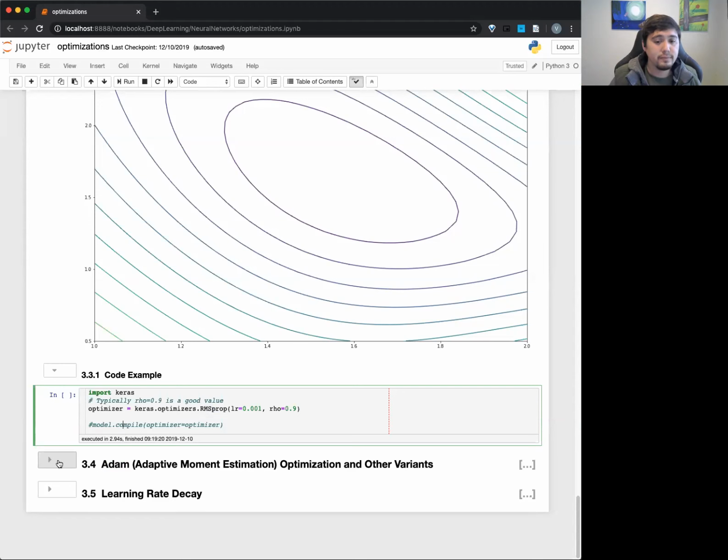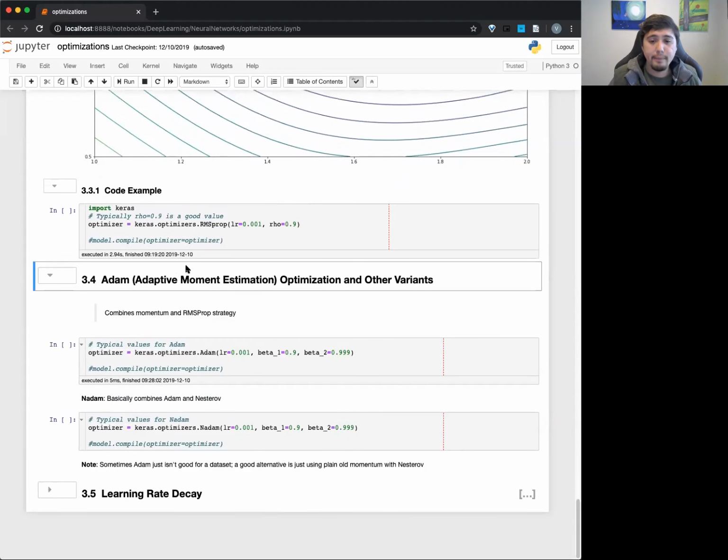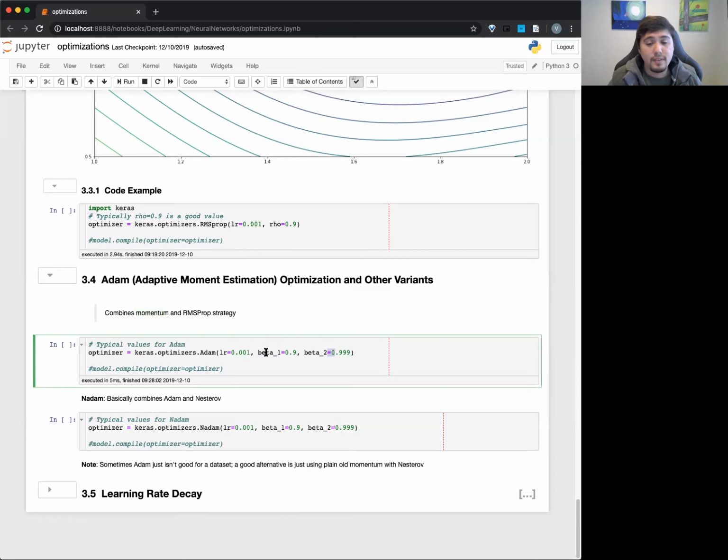Okay, cool. So Adam, which is adaptive moment estimation, which I had to look up because I don't remember what it is. Most people just call it Adam. The basic idea here is that it's combining RMSprop and momentum together. You can already see, hey, momentum's really good, RMSprop does pretty well, combine them together. And essentially that's what this beta 1 and beta 2 is. Beta 1 and beta 2 basically represent momentum and are kind of equivalent to this rho.